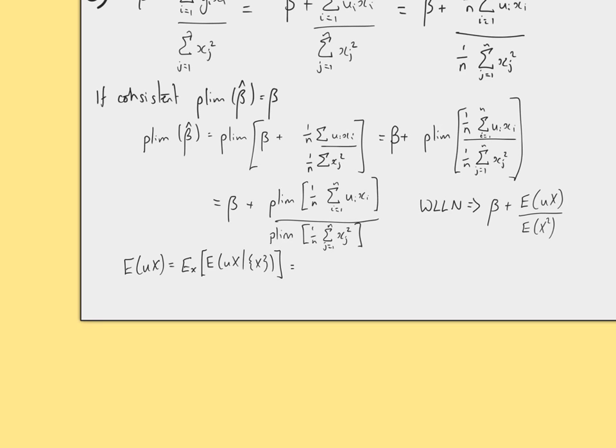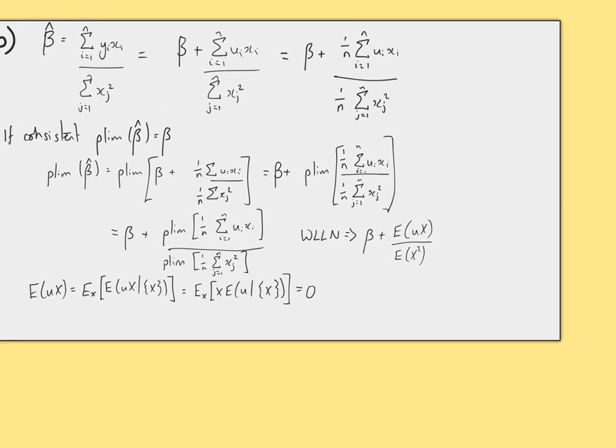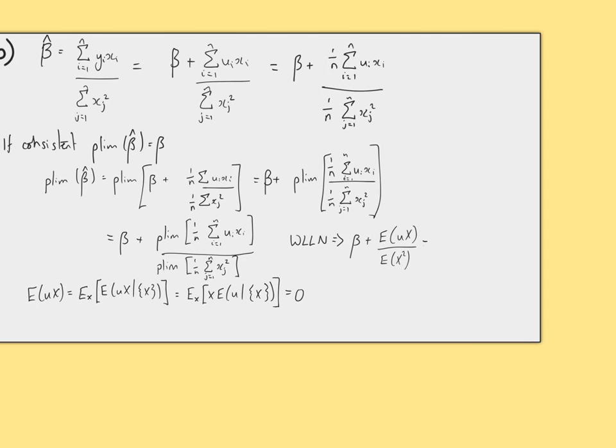So we have the expectation over all x of x times by the expectation of u given a particular value of x. But this conditional expectation is assumed to be equal to 0, so this whole expression is equal to 0. So this is going to be equal to beta plus 0 over the expectation of x squared, which is just equal to beta. Therefore, our estimator is consistent.